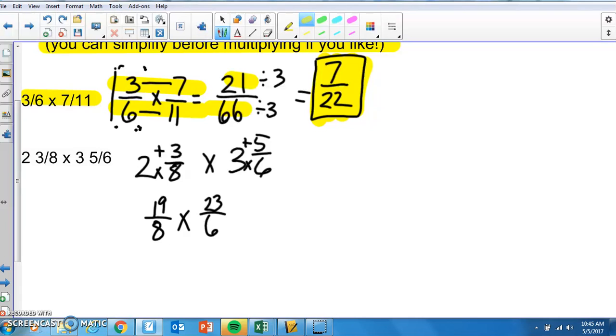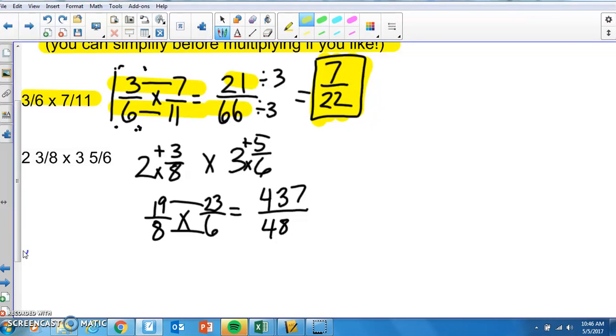I look across diagonally, across the top and bottom, to see if there's anything that can be simplified, and nothing can be simplified. So I go ahead and multiply. You'll notice at the top I have 19 and 23. That's why I like to simplify sometimes before you multiply, so that you don't have such big numbers. So let's multiply 19 times 23. And when you do that, you get 437. And then multiply across the bottom. 8 times 6 gives you 48, which is now an improper answer.